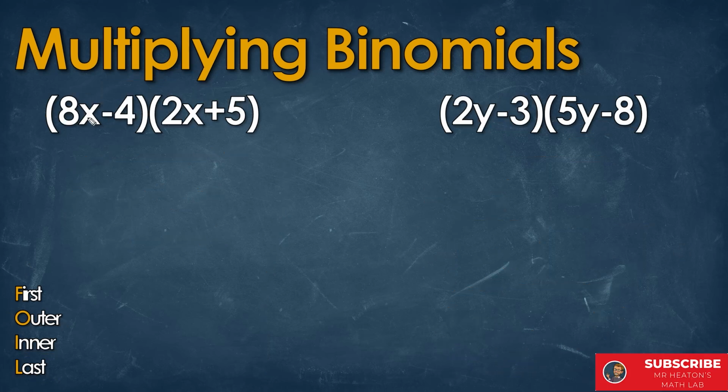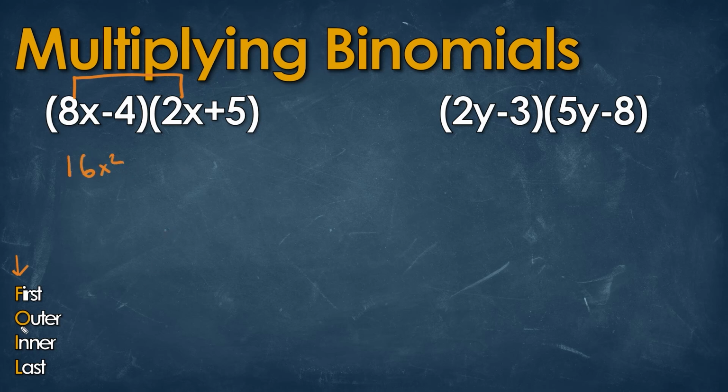Now moving on to this example, you'll notice that we actually have a number in front of our variable, and we can multiply those up. So for this one, again, we'll use FOIL, depends on which one you like. So for the first, we go that one multiplied by that one. That's going to give us 8x times 2x, which is 16x squared. Then we're going to go for the outers, so that's this one multiplied by this one. That's going to be 8x times 5, that's going to give us 40x.